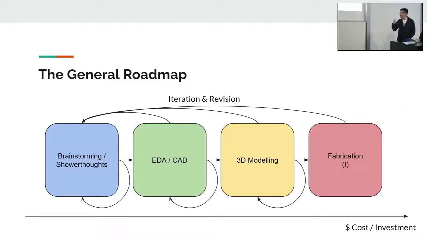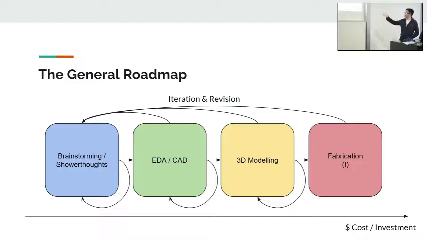Okay, so the general roadmap for, I guess, making almost anything. First, you can start with your ideas, brainstorming, shower thoughts. Then we go into the EDA and CAD process. I will explain this later on. And then after that, we go to 3D modeling. The 3D modeling part is actually where you start to check that your product is dimensionally accurate, because you don't want to end up with a product that is a few millimeters off, or your angles are different, stuff like that.